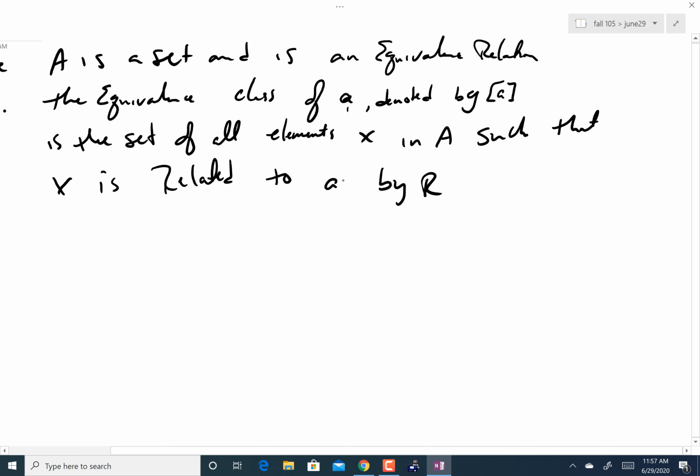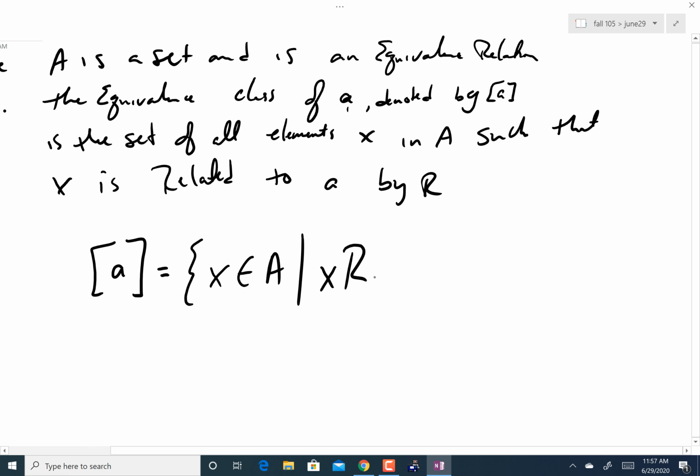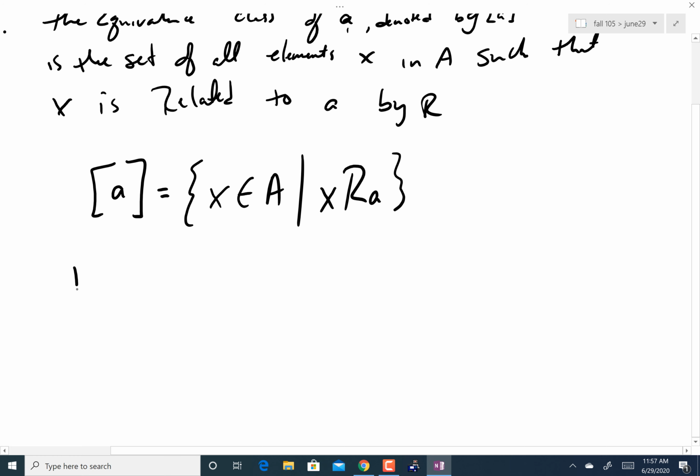And it's read like this: the equivalence class of a is equal to, in squiggly brackets, x that are elements of A such that x R a. Jake, can you give us an example? Gosh, I'd love to. Here is one right here.